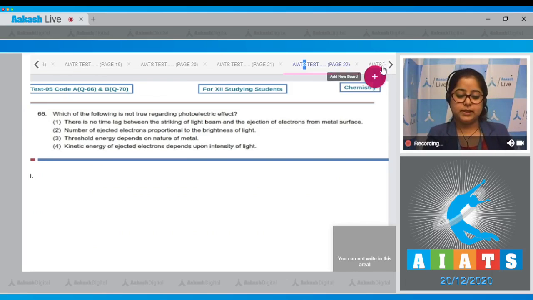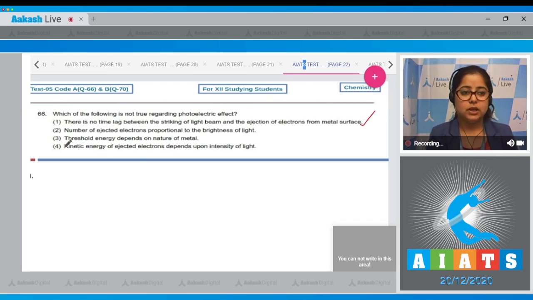Question number 66. Let's read it. Which of the following is not true regarding photoelectric effect? Let's read the statements. There is no time lag between the striking of light beam and the ejection of electrons from the metal surface. Student, this is a correct statement.